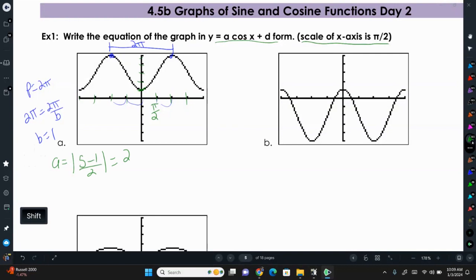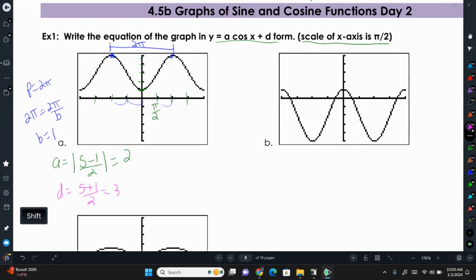And now let's figure out where our midline is. Our midline is going to be exactly halfway between the minimum and maximum. Now, yes, you could do d is equal to 5 plus 1 over 2, which gives you 3. Or you could count and say, okay, if this is my max and this is my minimum, what's halfway in between? Well, that'll be right here, which is y equals 3. Either way is okay. So now we can write our equation.